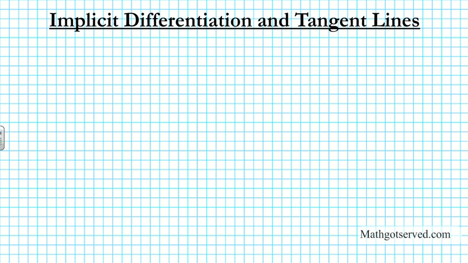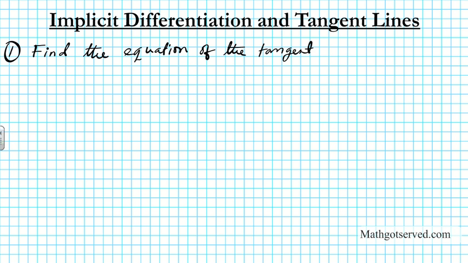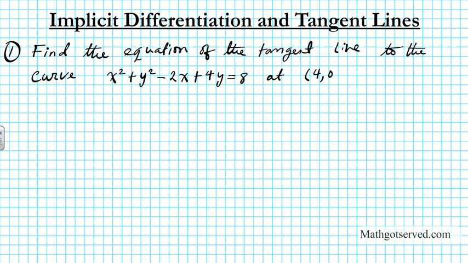Okay, so let's write down the instructions for the question. Number one: find the equation of the tangent line to the curve x squared plus y squared minus 2x plus 4y equals 8 at the point (4, 0).